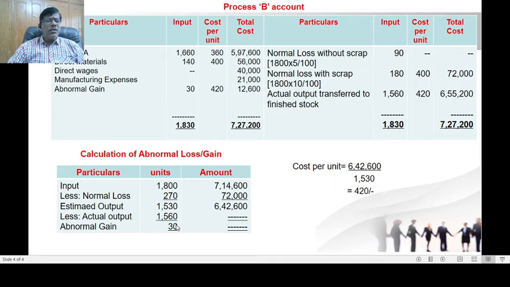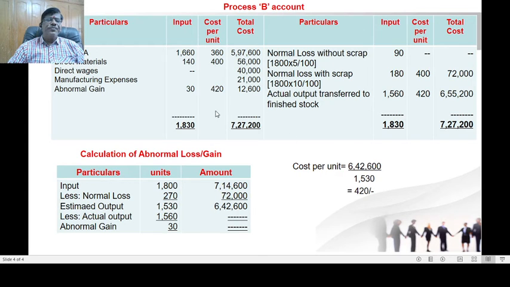Now if the actual output is more than the estimated output, there is a gain. Suppose the actual output is less than the estimated output, there is a loss. Here 1,560 is the actual output and 1,530 is the estimated output. That's why there is a gain here. Now you can calculate cost per unit. Cost per unit is equal to estimated cost divided by estimated output. Estimated cost 6,42,600 divided by estimated output 1,530, you will get 420 per unit.